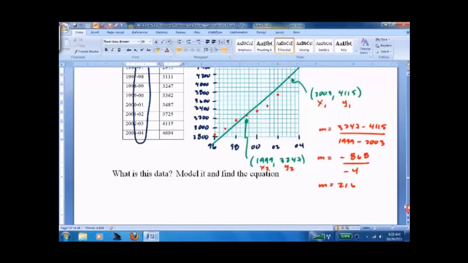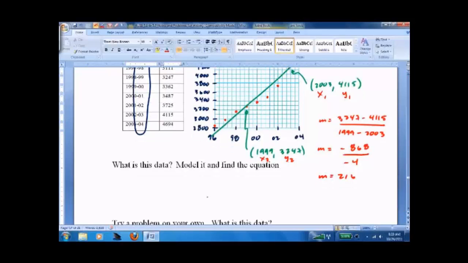Now we're going to plug it back into point slope. Choose the one on the bottom. So y minus y1 equals m times x minus x1. In this case, we'll use the 2. Y minus 3247 equals 216 times x minus 1999. Distribute. Four, 3, 1, 7, 8, 4.